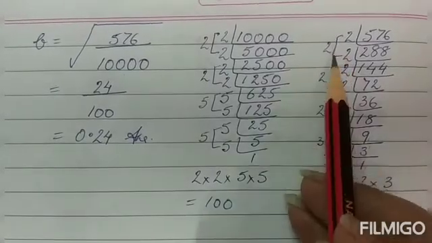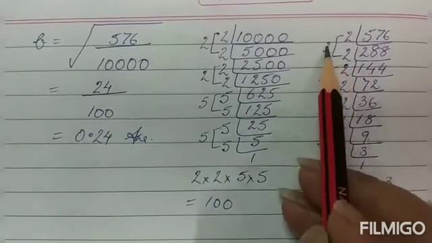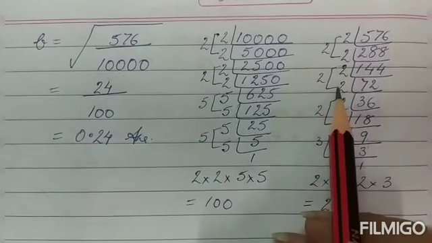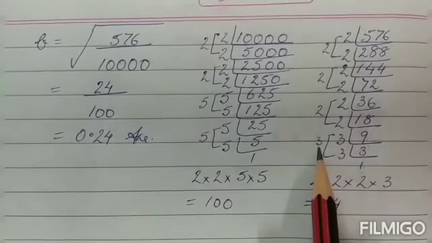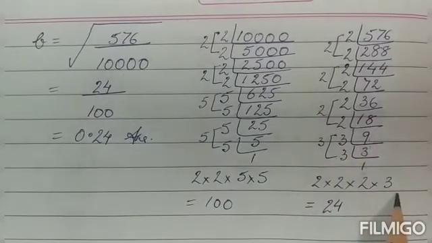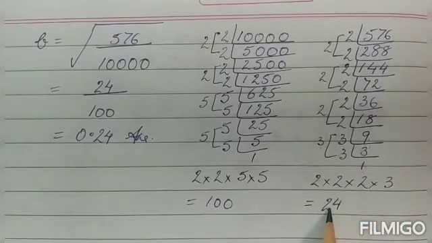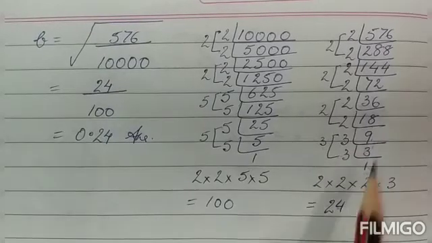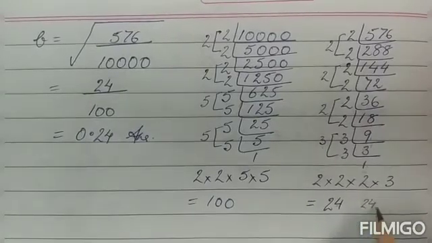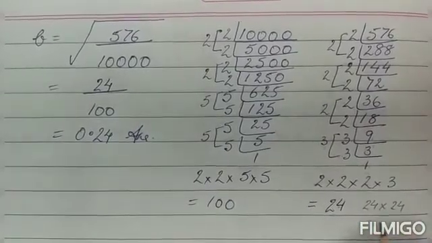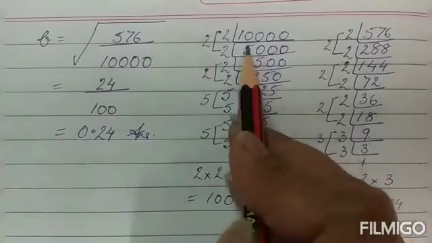And out of each pair we take one number out. This is a pair of 2, so I have taken 2 out. This is again a pair of 2, I have taken a 2 out. Again a pair of 2, I have taken 2, and this is a pair of 3, I have taken 3 out. And now multiply all these numbers together. 2 2s are 4, 4 2s are 8, 8 3s are 24. So 24 is the under root of 576. That means if I multiply 24 by 24, children, I will get the answer 576. Try it out.